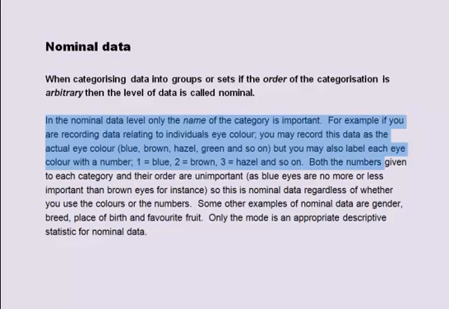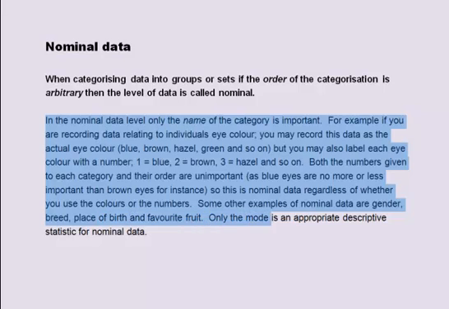Both the numbers given to each category and their order are unimportant, as blue eyes are no more or less important than brown eyes, for instance. So this is nominal data, regardless of whether you use the colours or the numbers. Some other examples of nominal data are gender, breed, place of birth, favourite fruit. Only the mode is an appropriate descriptive statistic for nominal data.